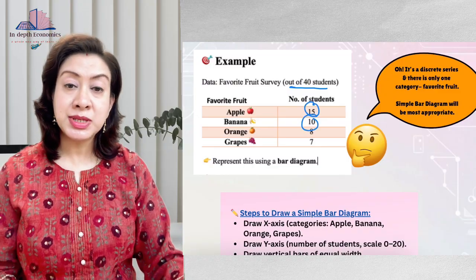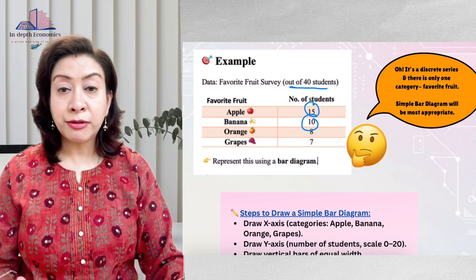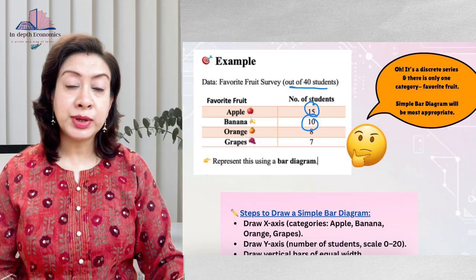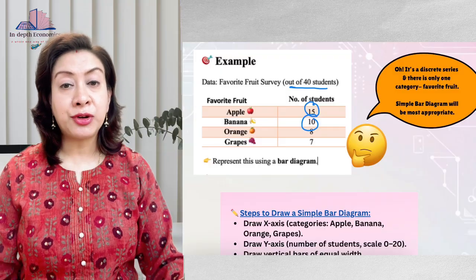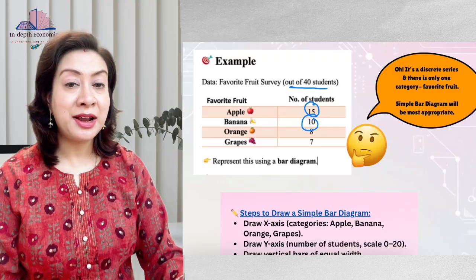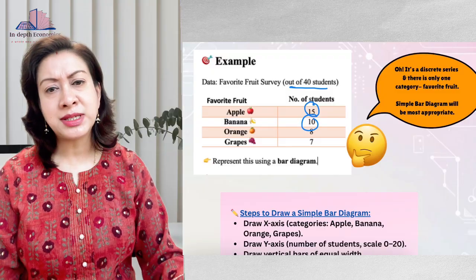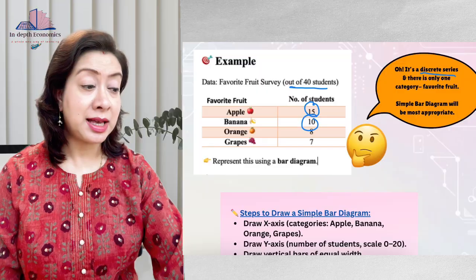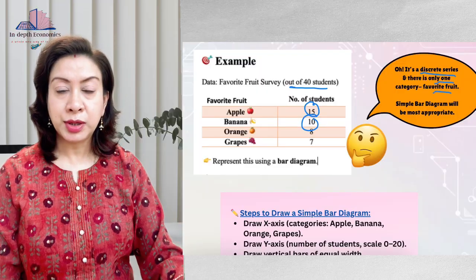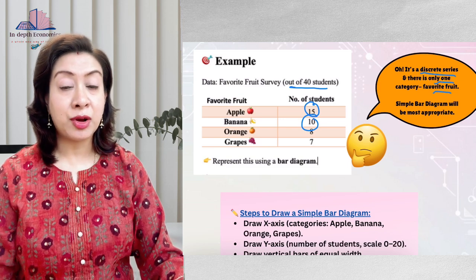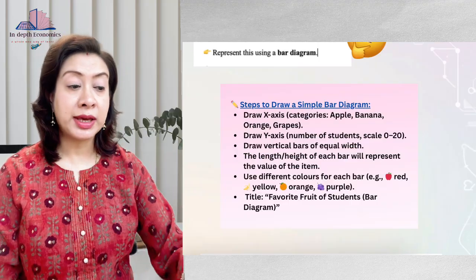Next we are supposed to represent this data set graphically. Whenever you are representing data graphically, it is very important to look at the data set carefully and first of all decide which type of diagram is most appropriate. Here our friend Stati will help us decide that. As you can see in his thought bubble, he is thinking that it is a discrete series and we have only one category, that is favorite fruit. So a simple bar diagram will be most appropriate. Now let us see the steps involved in drawing a simple bar diagram.